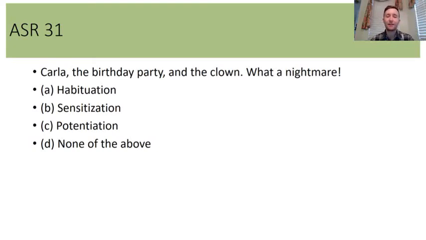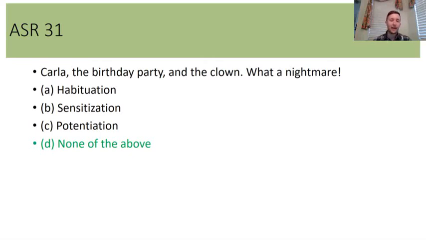Basically Carla's ready to go home, so she asks her mom if they can go home, and mom says, yeah, sure, and takes her home. Now, Carla asking mom if they can go home is A, habituation, B, sensitization, C, potentiation, or D, none of the above. Give you a couple more seconds. Okay, I'll close the poll, and the answer here is none of the above.